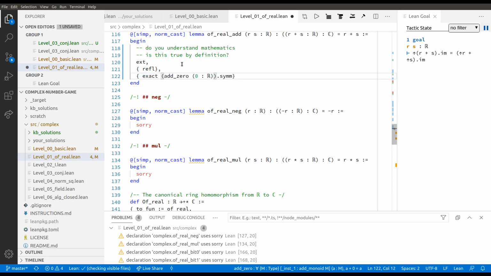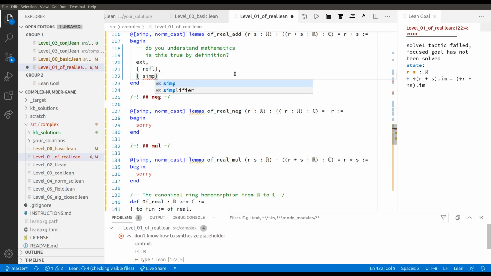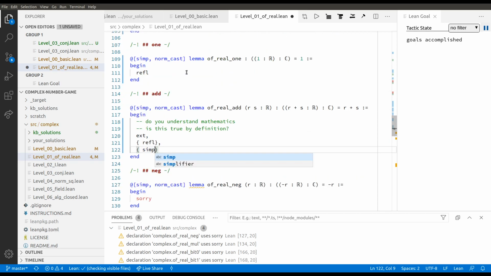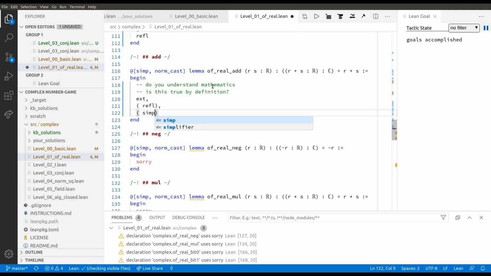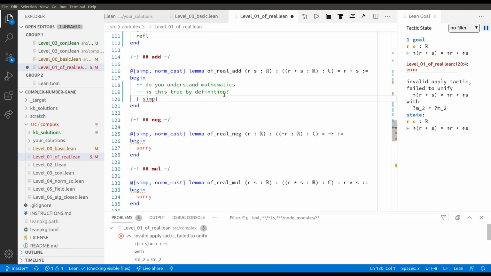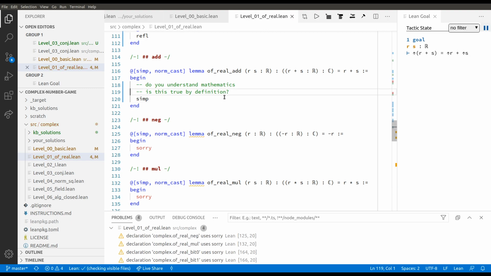So, if I wanted to write this in term mode completely, I could maybe use this add 0 thing. But my instinct is to use the simplifier because it just looks nicer. And also because the simplifier knows about xdiff, so probably the entire thing can be done by simp. There we go.